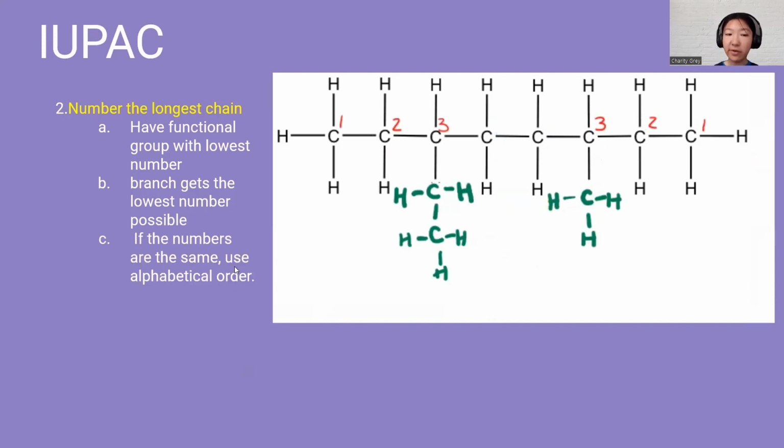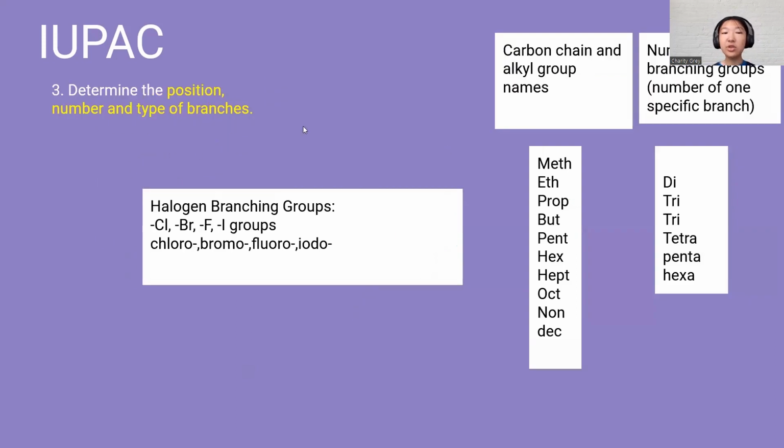And then if the branch numbers are the same, you have 2 branches, and they're both starting with the branch number 3, then use the alphabetical order. With this one, ethyl has a higher alphabetical order than methyl. And then you look at the position and type of branches. So here are your prefixes. So you can use these prefixes. So your halogen branching groups and your alkyl branching groups. And then you determine the number of branches. So these are the type of branches. These are the number of carbons in your branch. These are the number of branches.